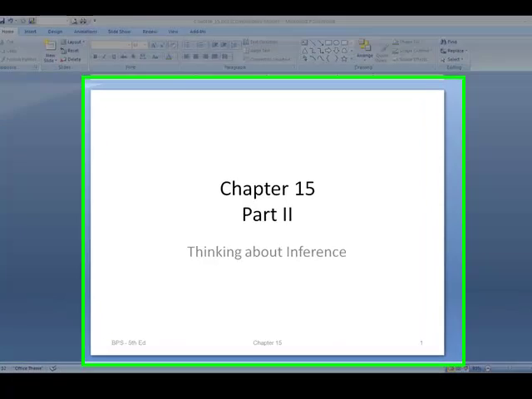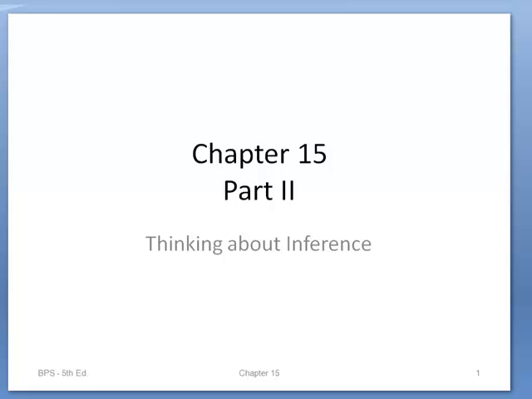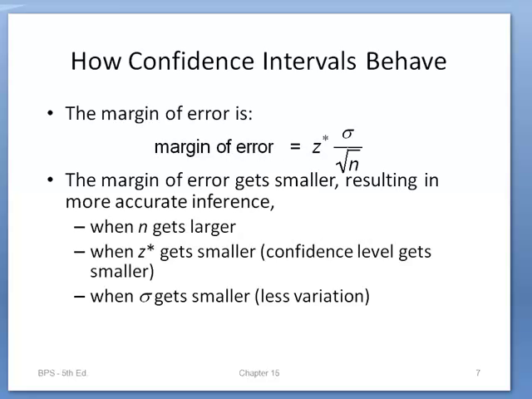Welcome to Chapter 15, Part 2, Thinking about Inference. How confidence intervals behave. Now, we've talked about what the margin of error is. The margin of error is your critical value times your standard error of your sampling distribution of the sample mean, because you're going to have a sample of a certain size, which puts you in a sampling distribution. Now, the margin of error is what gives our confidence interval its width.